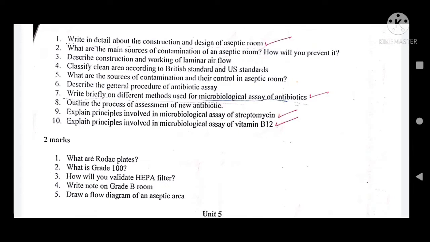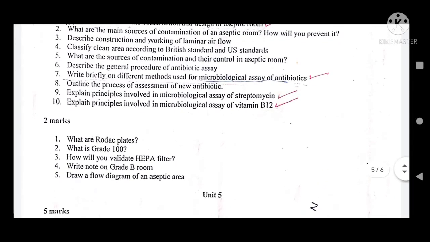You have to write briefly the different methods used for microbiological assay of antibiotics. Very important question. Then, the process of assignment of a new antibiotic. Then, explain the principle involved in the microbiological assay of streptomycin. Streptomycin is an antibiotic, my dear brothers and sisters. You have to write the principle involved in the microbiological assay of streptomycin.